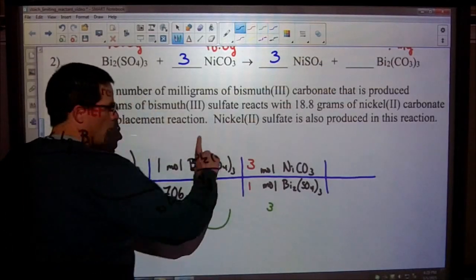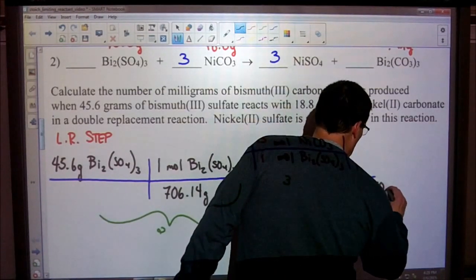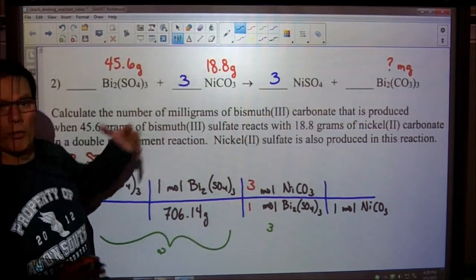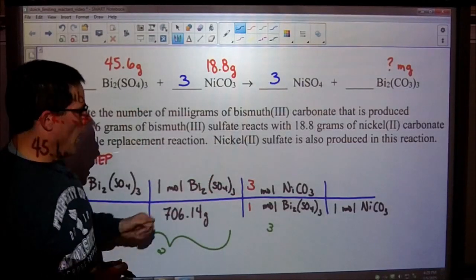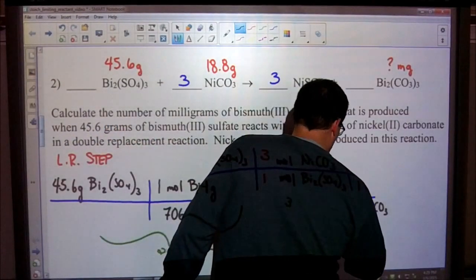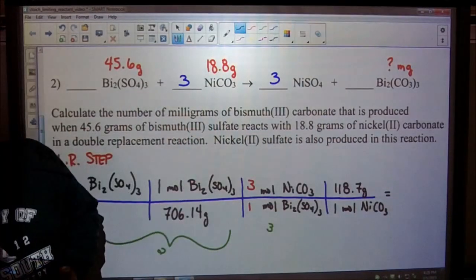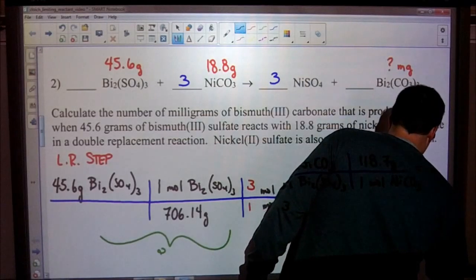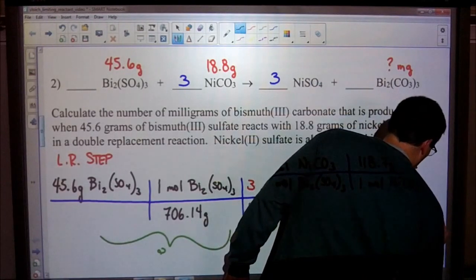So now I want to get rid of moles of nickel carbonate because my units in the question is in grams. So I need to change, or step 4, change to grams to find out exactly how many grams of nickel I'm going to use. So in this case, it's 118.7 grams. And when we calculate that all in, I get 22.99. So we'll say it's 23 grams, and that is of the nickel carbonate.